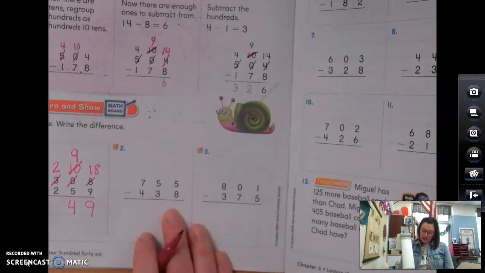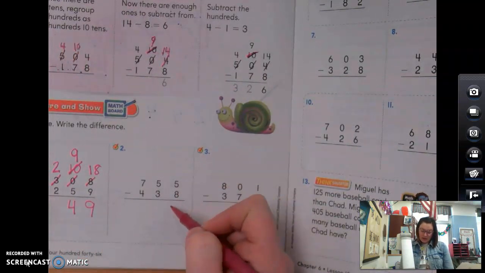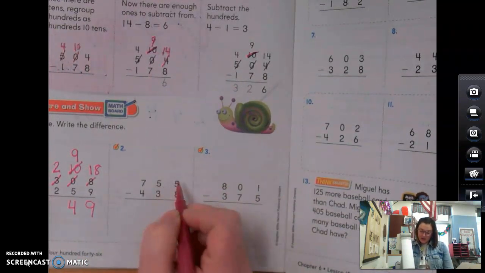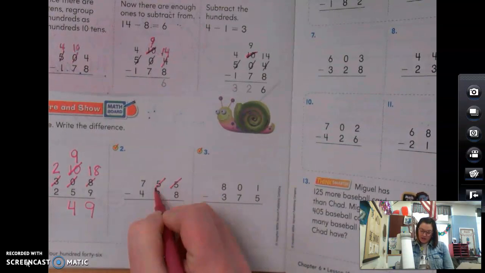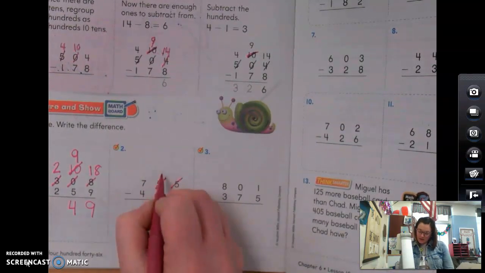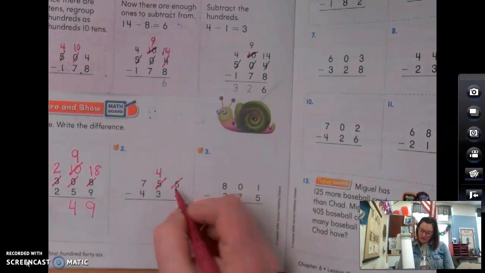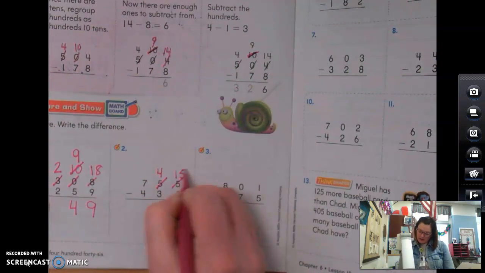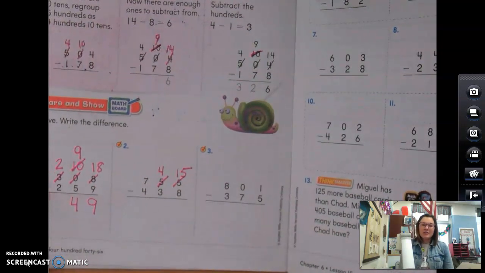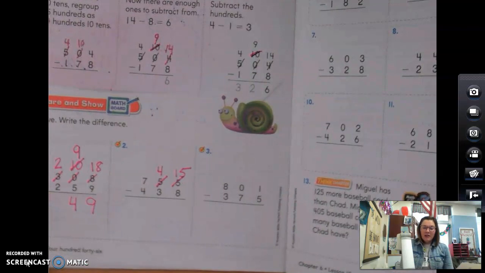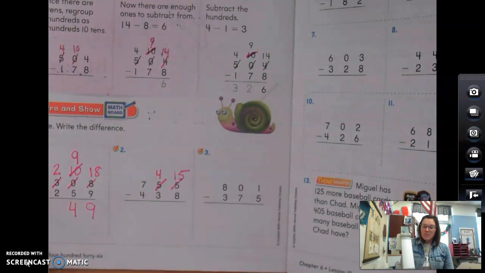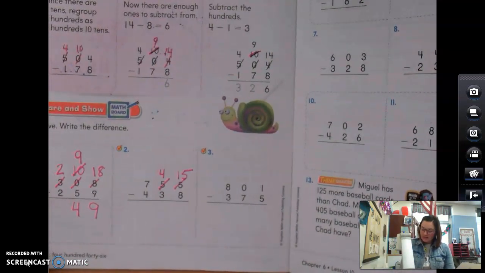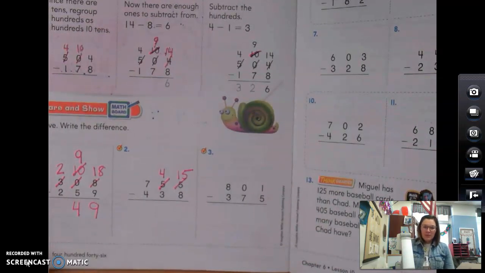755 minus 438. Well, 5 minus 8, I can't do it. But I have enough 10s over here, so I can cross out. The 5 becomes a 4, and this 5 becomes a 15. You should be able to finish that with the subtraction now. It all looks good. So do 15 minus 8, then 4 minus 3, and 7 minus 4. Give you a couple more seconds here.